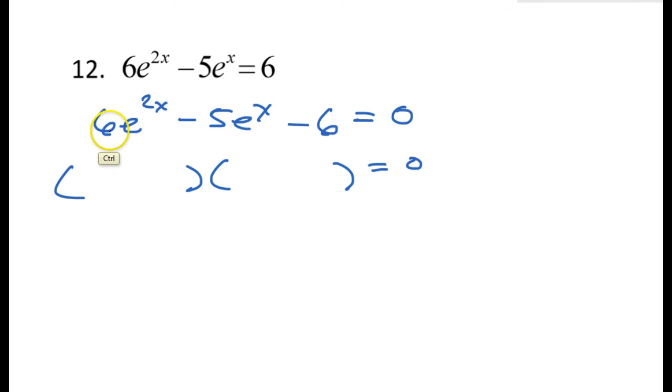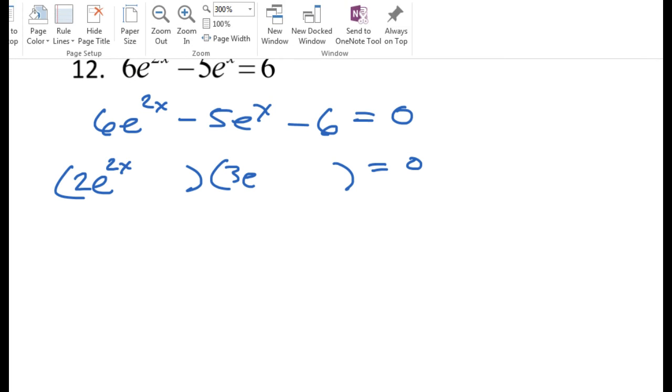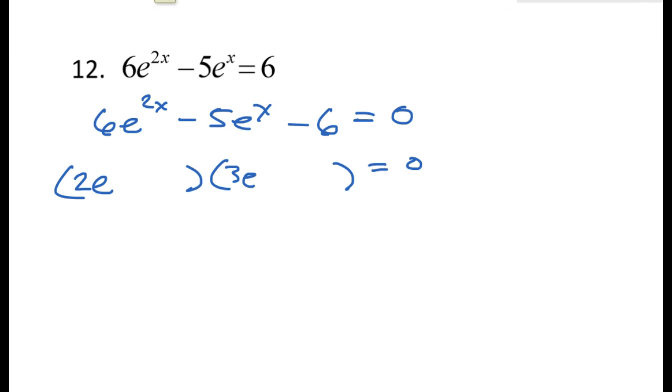So my first try for 6 would be 2 times 3. So 2e to the x power, not 2x, times 3e to the x power. If this doesn't work out, I will go back and do 6 and 1 instead. But I'm going to try this first.